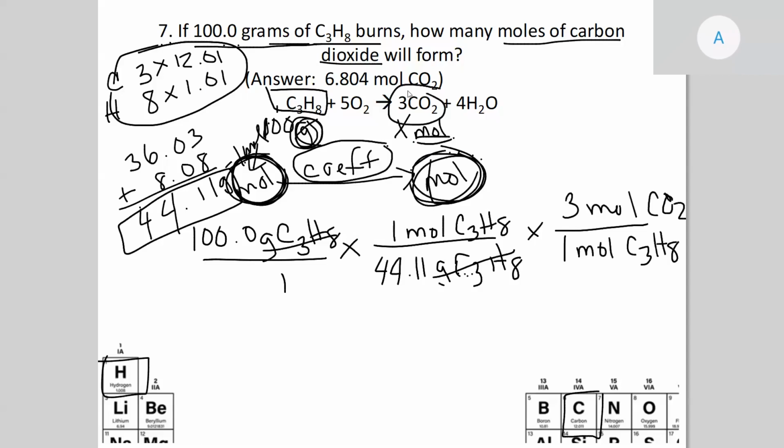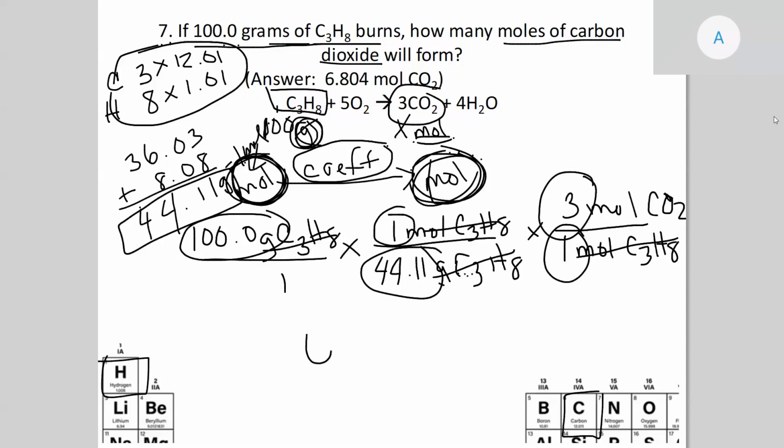Do the moles of C3H8 now cancel out? Yeah. And the top of the last line is what we're actually looking for. Is that what the question's asking about? Mhm. All right, so that means we're done and we just plug it into the calculator. So it's going to be 100 times 1 because it's on top, divided by 44.11, times 3 divided by 1. 6.8. Yep. Nice.